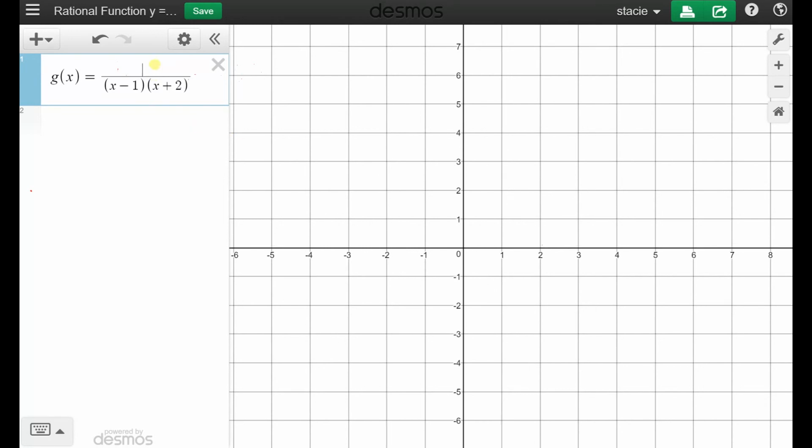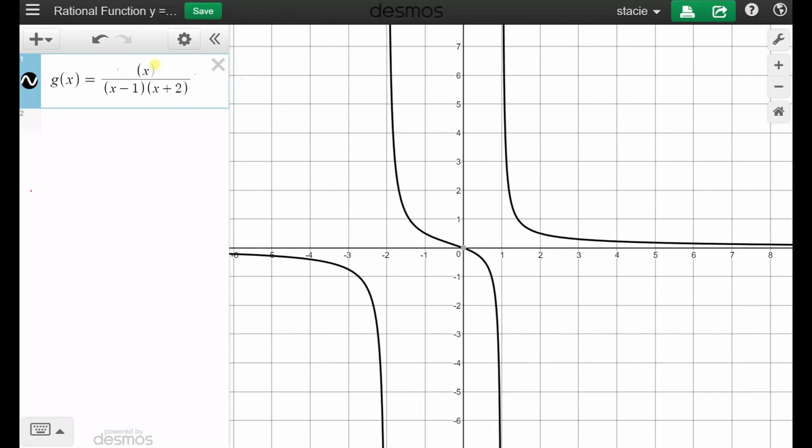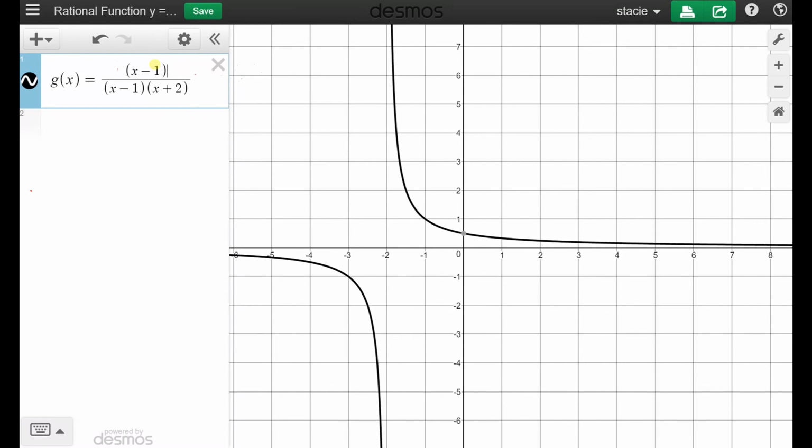And if it has the same factor in the top and the bottom, then that's actually a hole. It doesn't exist. At 1, undefined. It doesn't exist. It's not in the domain. Desmos doesn't show a hole. If you make a graph, I expect you to show a hole.